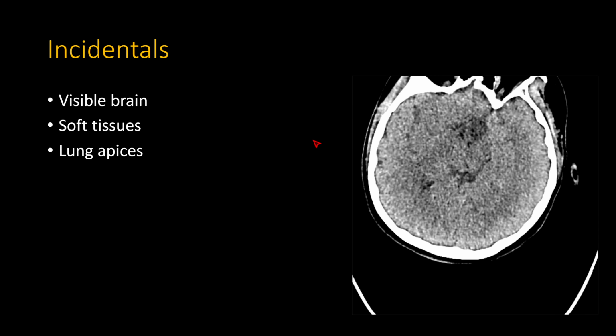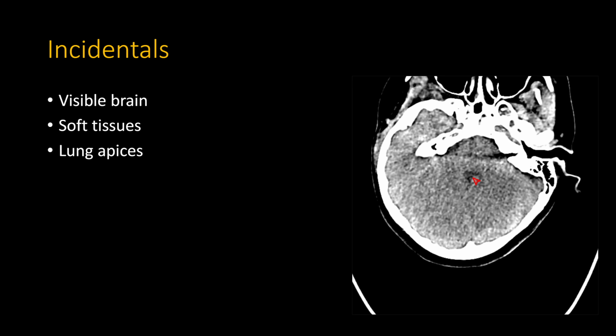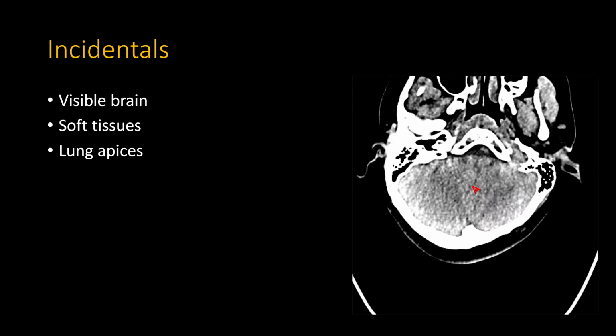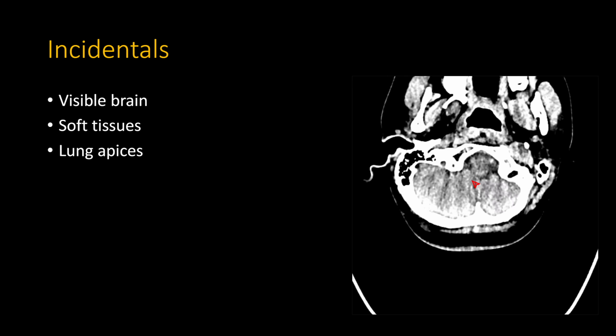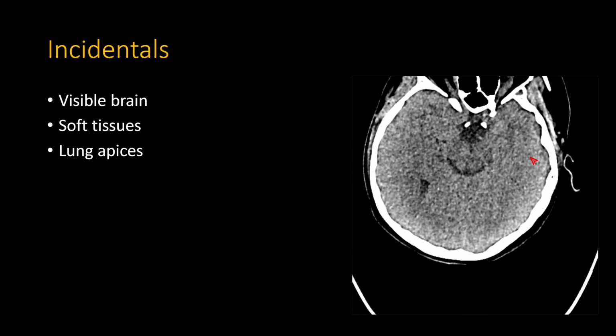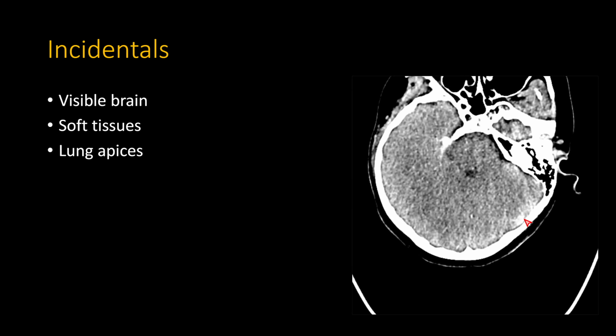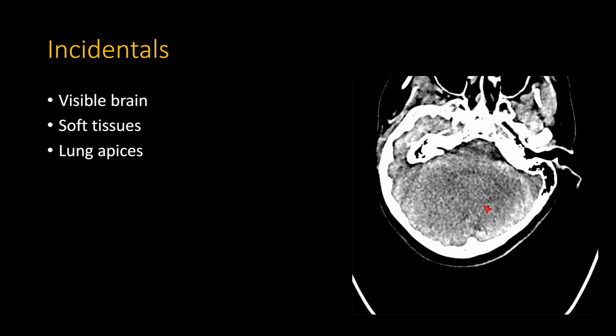Next, you look for incidental findings, starting with the visible brain. So you put your brain windows on, and you look at the visible portions of the brain, which are typically going to be your posterior fossa, as well as the bilateral middle cranial fossa. Just look for any hemorrhage, any mass effect, etc. A lot of times you already have a head CT as part of a cervical spine CT, so it's not necessary, but if the head CT has not been performed, definitely look at those areas.